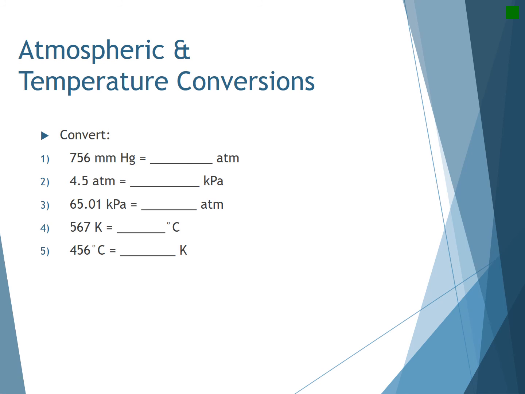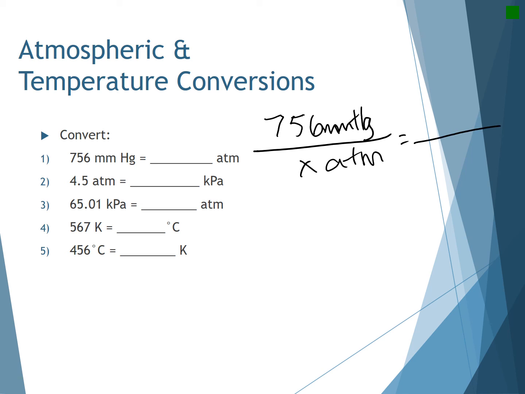So let's just do some conversions. If I give you 756 millimeters of mercury, and you're going to be expected to do this on the test, and I need it in atmospheres, let's say, for whatever reason for my equation, I'm going to do 756 millimeters of mercury over X ATM, or atmospheres. That is equal to, I'm going to set up a proportion. I know from the previous slide that is 760 millimeters of mercury for every 1 ATM, or 1 atmosphere. When I cross multiply and round to sig figs, I get 0.995 ATM.